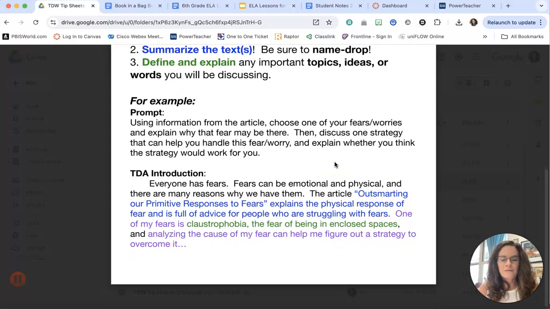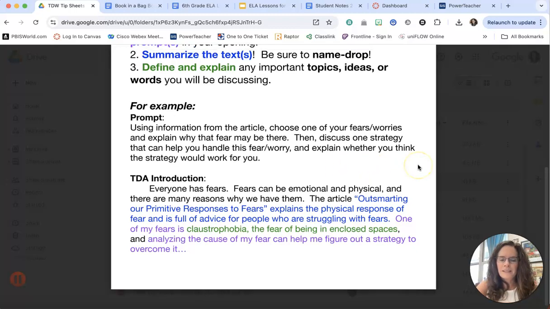Everyone has fears. Fears can be emotional and physical, and there are many reasons why we have them. The article, Outsmarting Our Primitive Responses to Fears, explains the physical response of fear and is full of advice for people who are struggling with fears. One of my fears is claustrophobia, the fear of being in enclosed spaces, and analyzing the cause of my fear can help me figure out a strategy to overcome it.